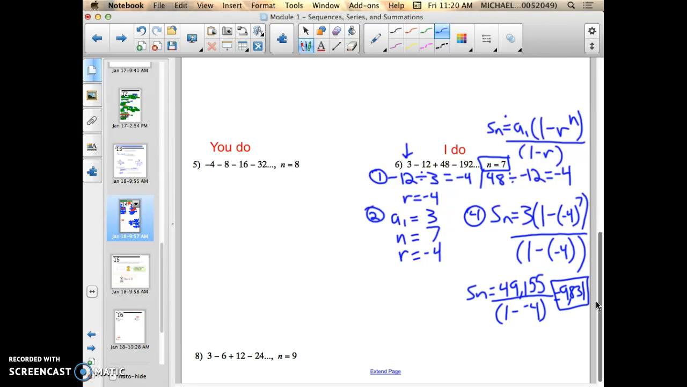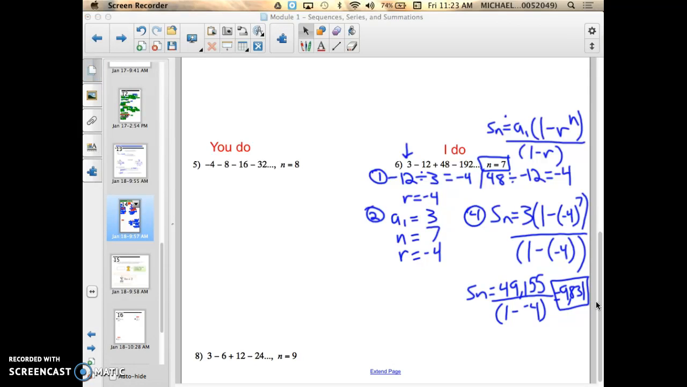Alright, so that's one way to do it. You can simplify the numerator and then divide it by the denominator. I tried to show my work or my thought process as best as possible. I simplified the numerator, wrote my answer, and then if I'm going to divide 49,155 by my denominator of 1 minus a negative 4, I just have to make sure that I put 1 minus a negative 4 in parentheses to get 9,831. So please at this time try to punch that in your calculator, step 4, to where you understand so that you can arrive at the answer of 9,831.